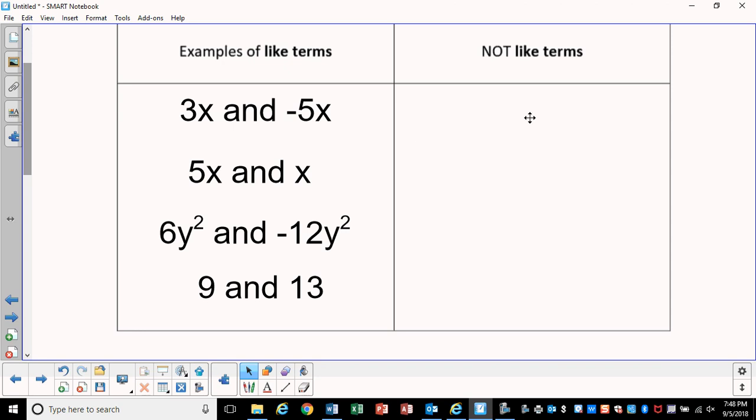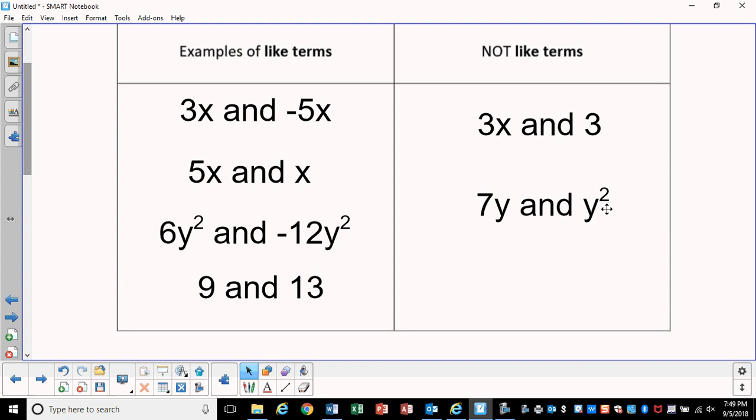But before that, we need to know what like terms are. And we need to make sure we know what non-like terms are so we don't combine them. If they're not like, we can't combine them. So here's an example. 3x and 3 are not like terms because they do not have the same variable. This has an x, this has no variable. They're not the same. Okay?